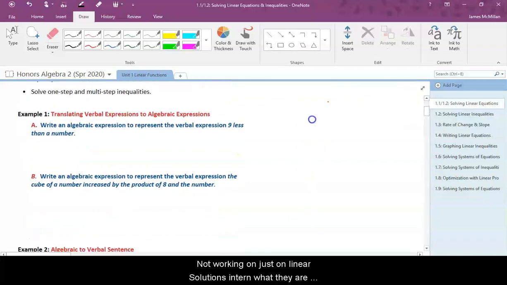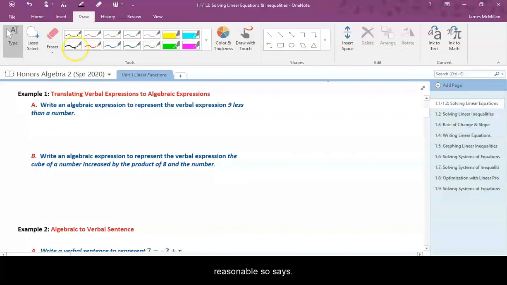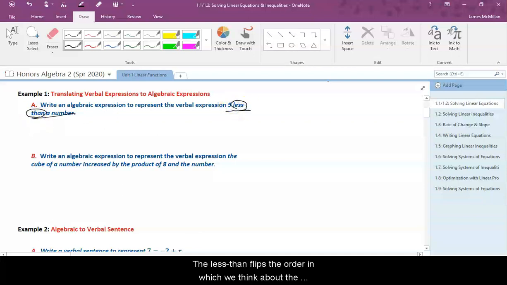So let's look at example one. Example one says we're going to translate verbal expressions to algebraic. Write an algebraic expression to represent the verbal expression 9 less than a number. One key thing when we talk about the words less than: the less than flips the order in which we think about the subtraction. So it's not going to be 9 minus x, it's actually x minus 9. Remember, anytime we hear the words a number, that's just in place of a variable that we don't know. And we can use x, we can use y, we can use whatever variable we want.